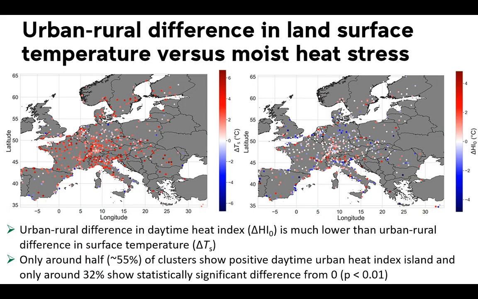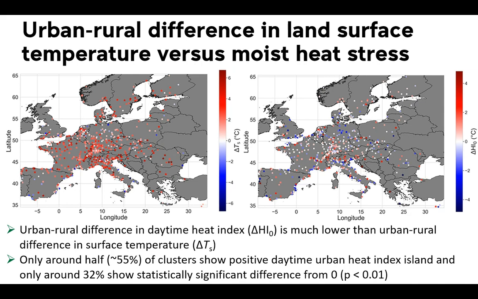Similarly, if we plot what is equivalent to the surface urban heat island against something equivalent to the urban heat stress island, here heat stress is defined by heat index, which gives a combined impact of temperature and humidity on overall thermal comfort. We also use several other moist heat stress indices. I'm not showing all of the results here.